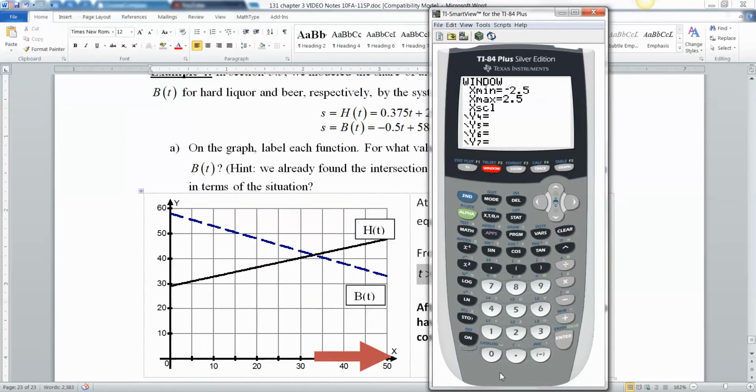We want 0 to 50 for x. Tick marks I don't care about. And then 0 to 60. That's my y's.